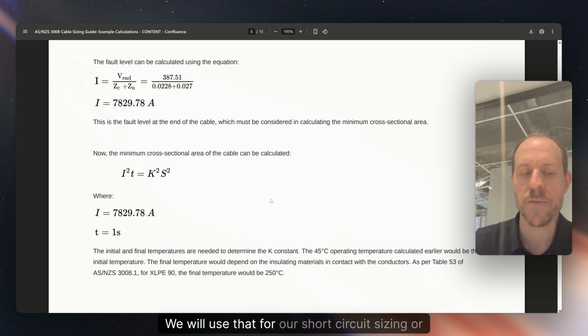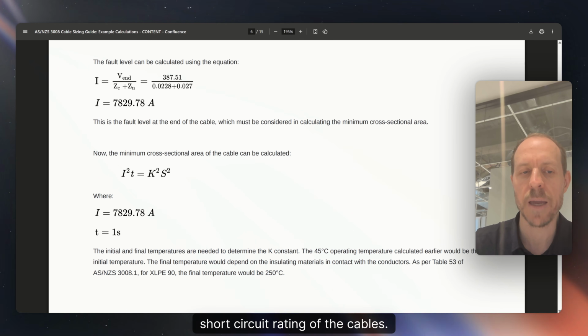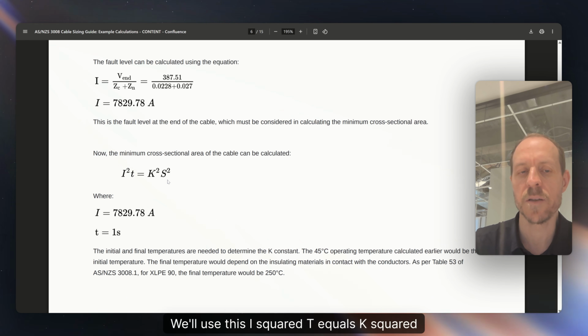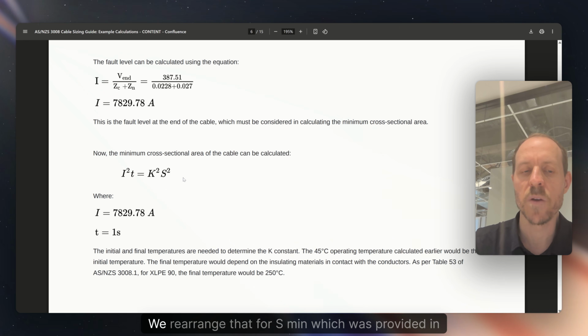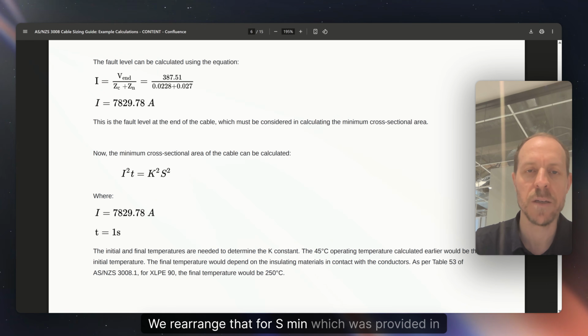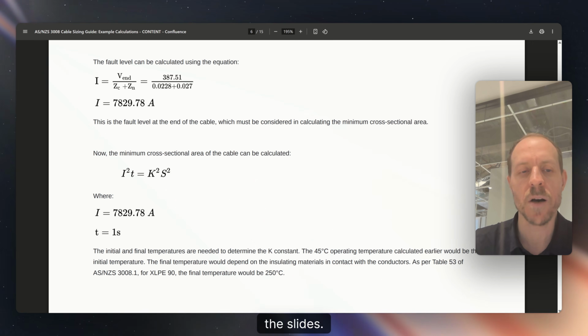We will use that for our short circuit sizing or short circuit rating of the cables. We'll use this I squared T equals K squared times S squared. We rearrange that for S min, which was provided in the slides.